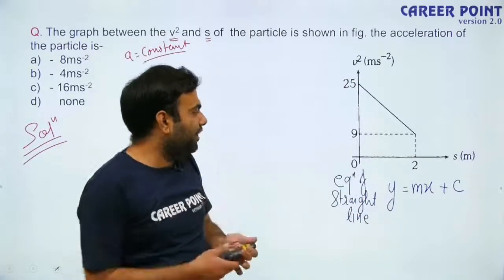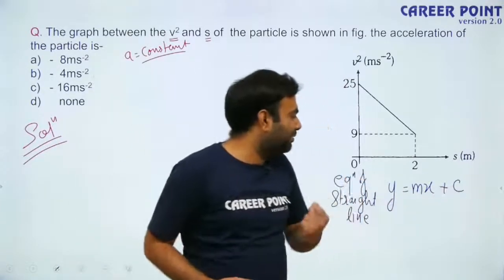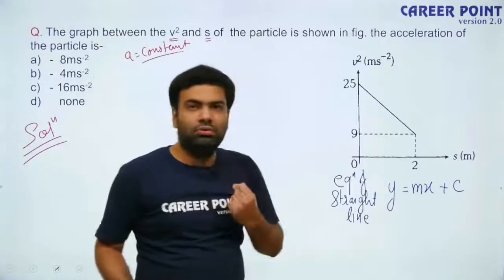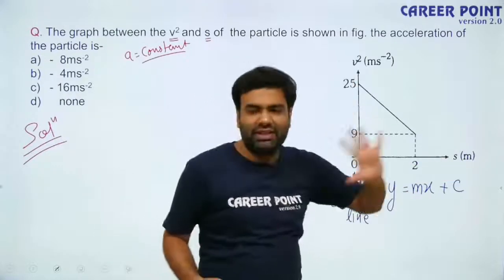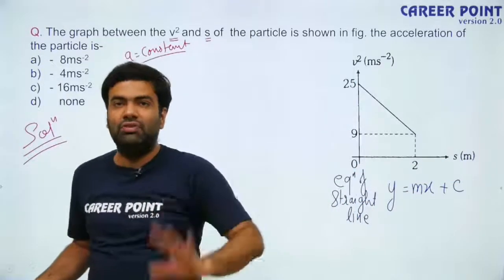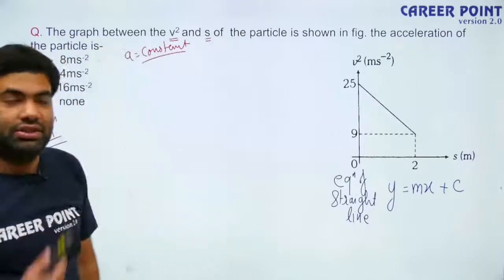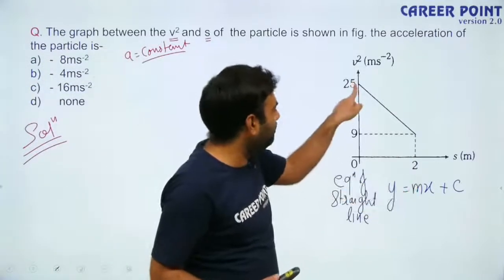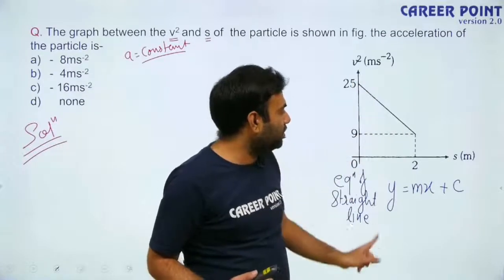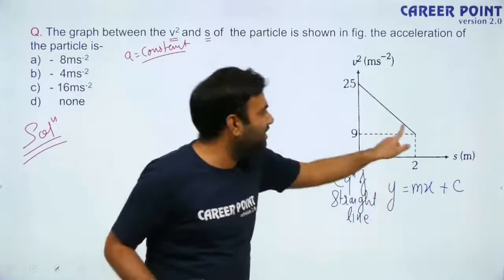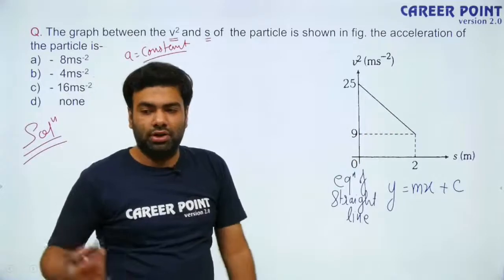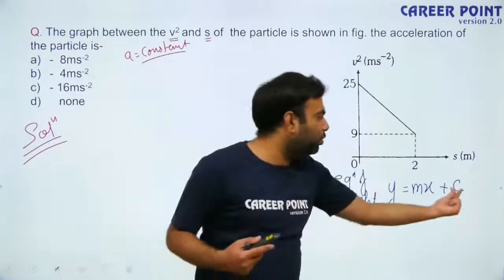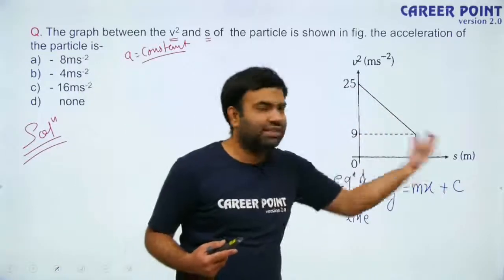So if we get the y-intercept and slope, then we will get the relation between v square and s, and by this relation only we can get the acceleration. So tell me quickly, what is the slope of this line and what is the y-intercept for this line? And you can also give me the final equation between v square and s.